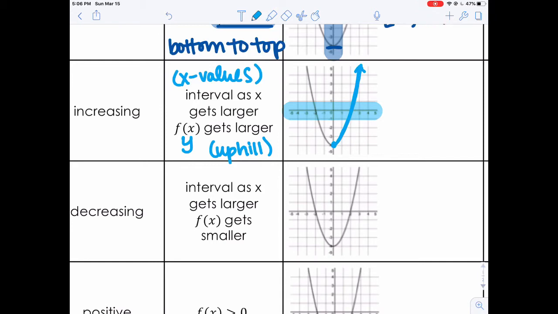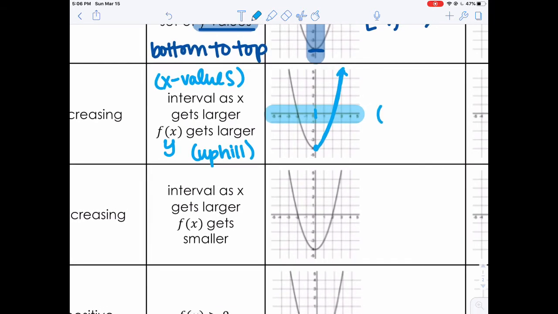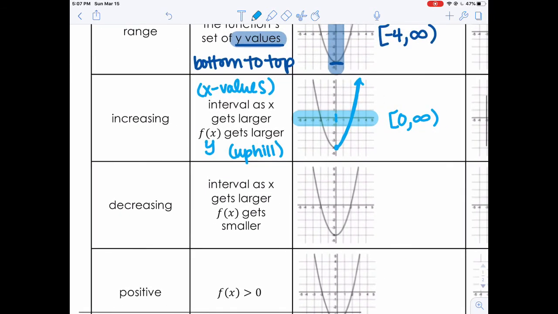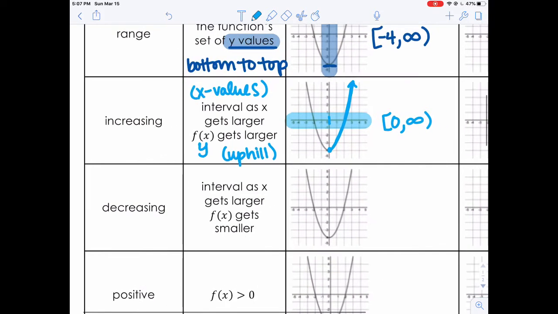So if I was climbing this graph from the vertex at the x value 0, I'm going to hard start at 0. And then looking to infinity, we would climb all the way up to infinity. So my increasing interval for this one is from 0 to infinity.